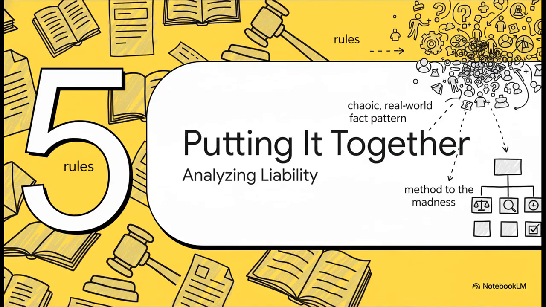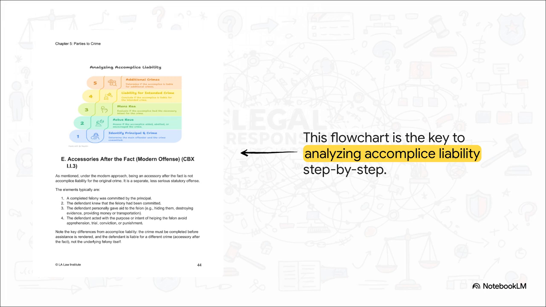Okay, so we've got all these rules, right? Principals, accomplices, accessories, actus reus, mens rea. How does a lawyer or a judge actually take all this and apply it to a messy, real-world situation? Well, believe it or not, there's a method to the madness. And this flowchart right here, this is that exact method. Professionals use a step-by-step process like this one to untangle everyone's responsibility. It's the logical framework for figuring out who's on the hook for what.